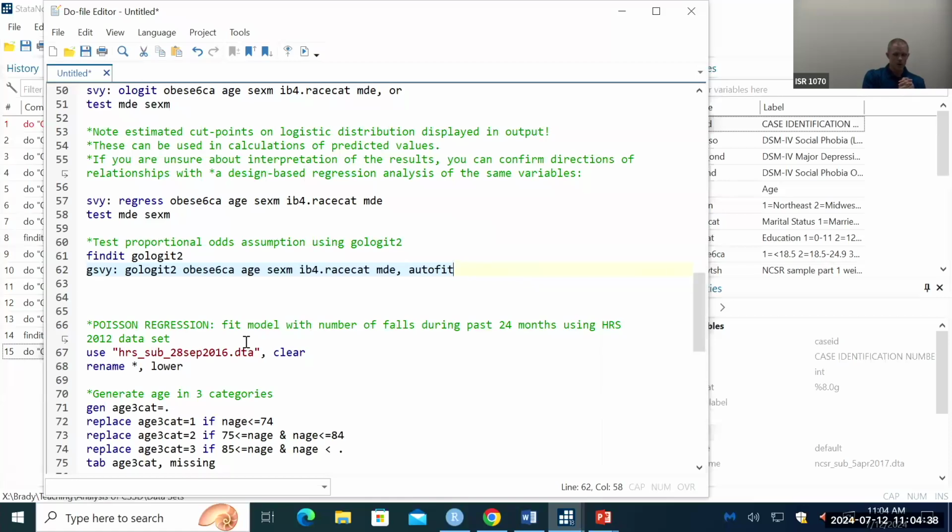I think this is a good place for a break. It's about 5 after. Let's break till about 11:15, and then we'll pick up with our discussion of Poisson regression and then turn to R and see how to duplicate this stuff in R as much as we can.